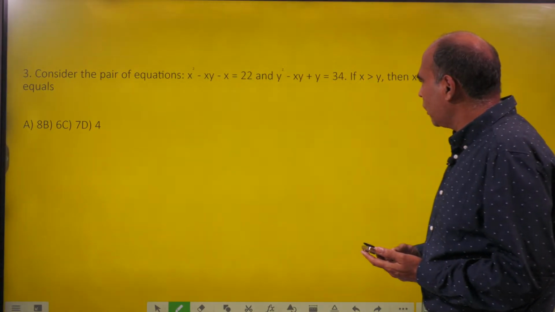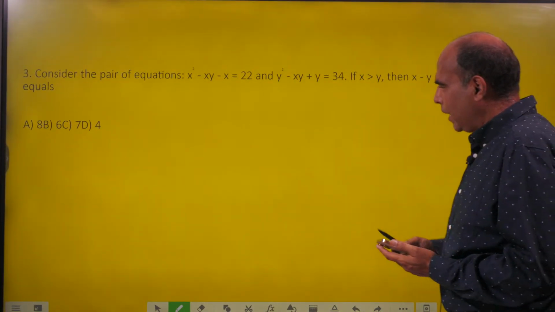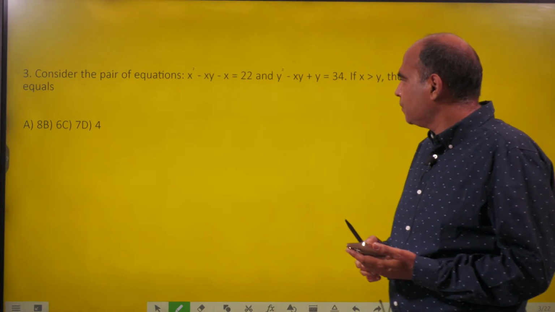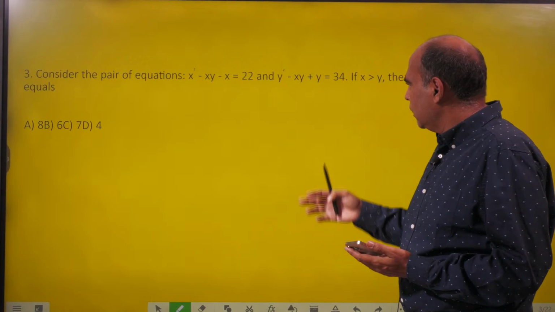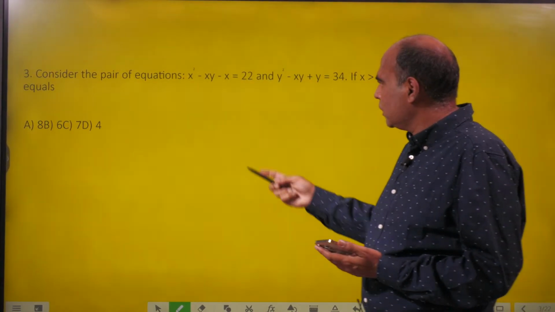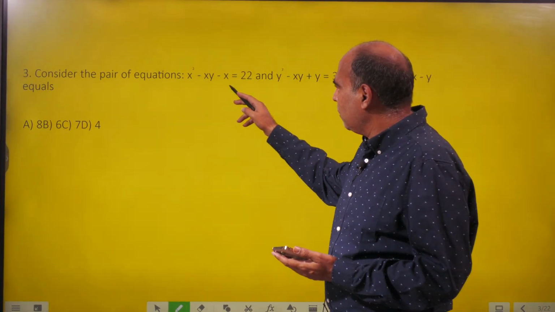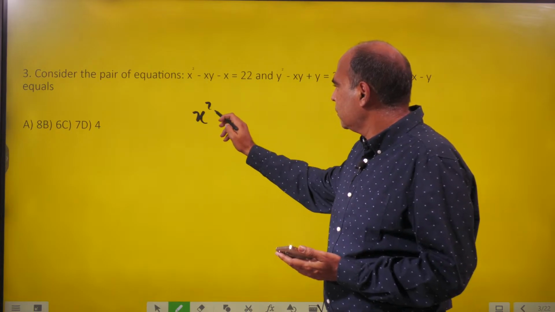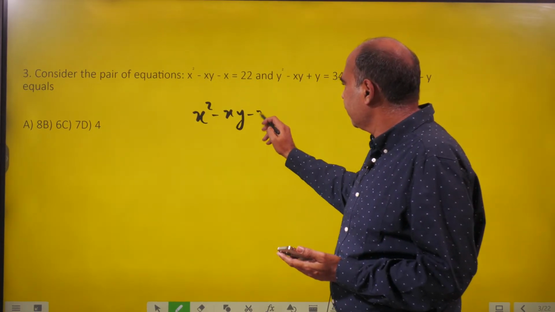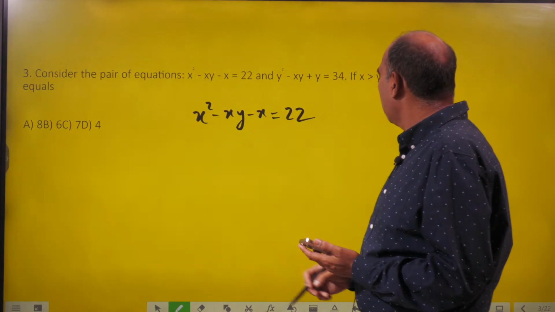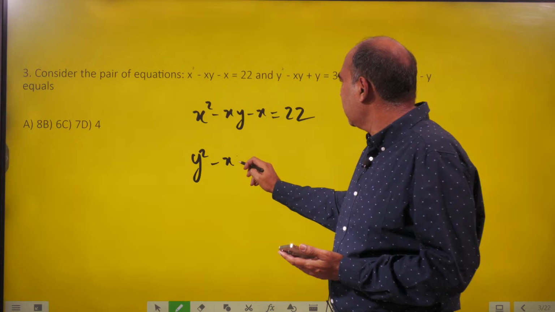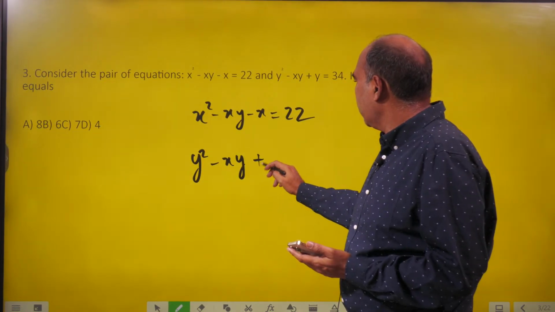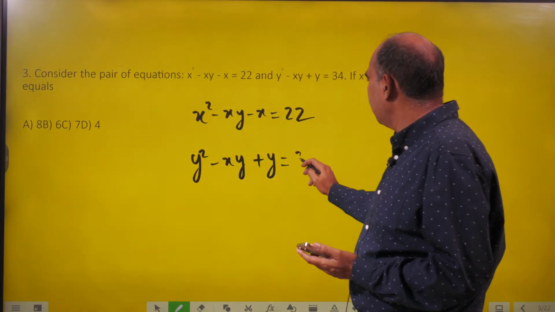I'll be honest, I did not get this when I was trying to solve it under the pressure of 40 minutes, but it's not so difficult, which I realized later. There are just two reactions you need in this. The question says x square minus xy minus x is equal to 22, and y square minus xy plus y is equal to 34.